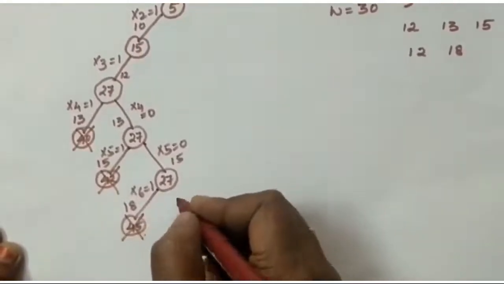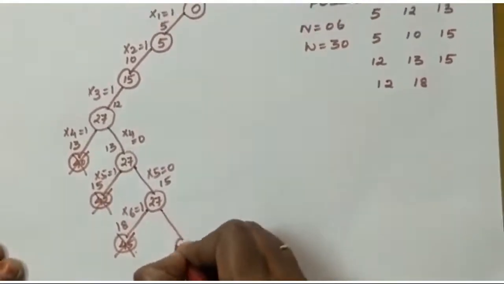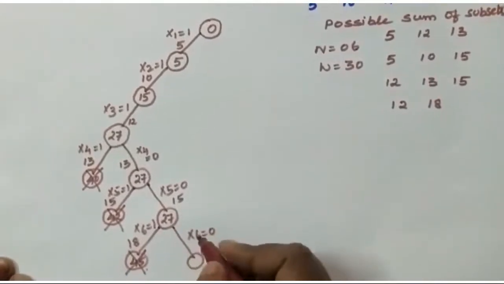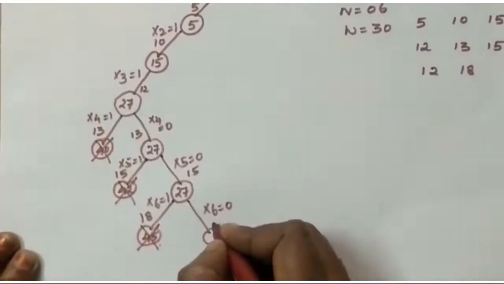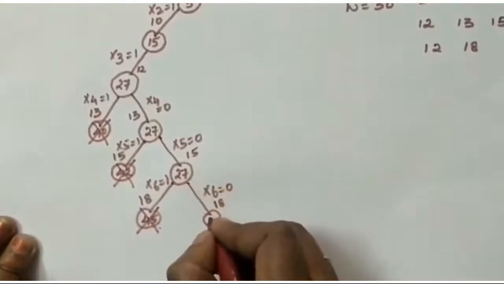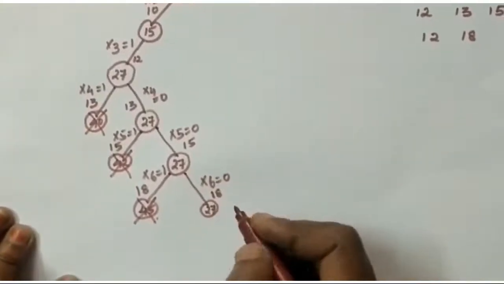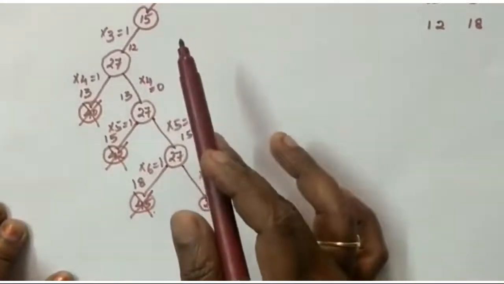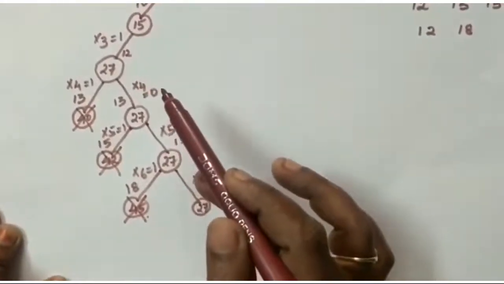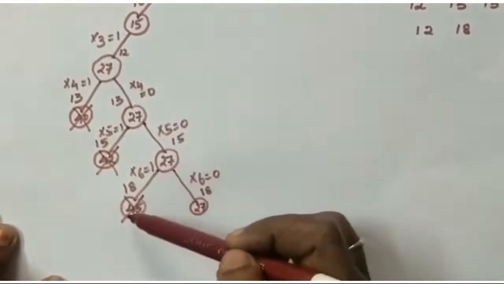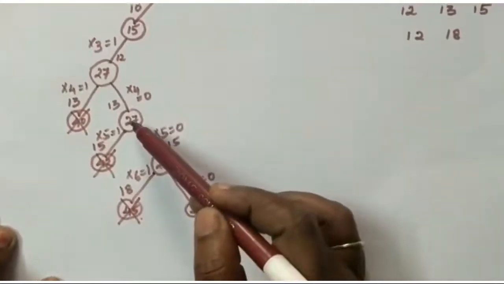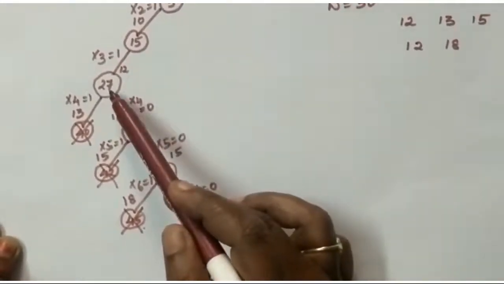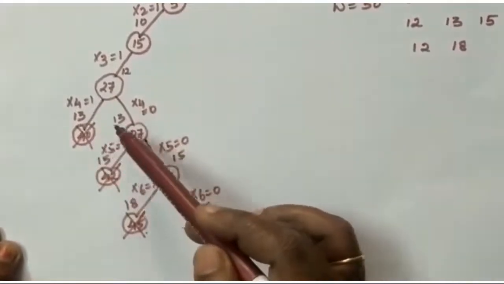Then you have to go on to the right hand side. Right hand side, x6 equal to 0. Since the sixth element is not going to be included, we will have the previous value, that is 27 as such. But still it hasn't reached it, so we have to move on to the previous node which we have visited before. So coming to this node, we have visited left and right, we have completed. Coming to this fifth level node, we have completed both left hand side and right hand side. And coming to the fourth level, we have completed both the left hand side and right hand side.